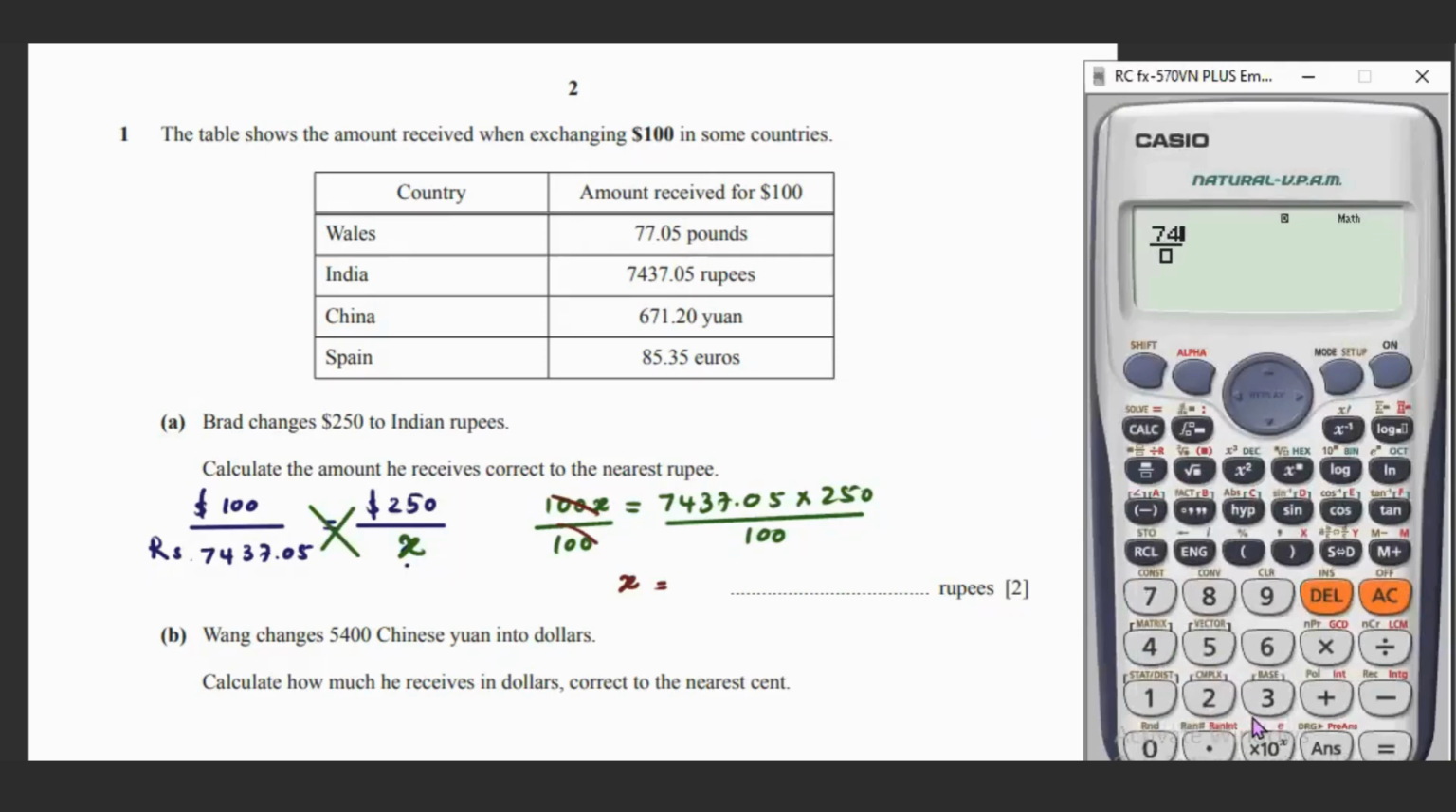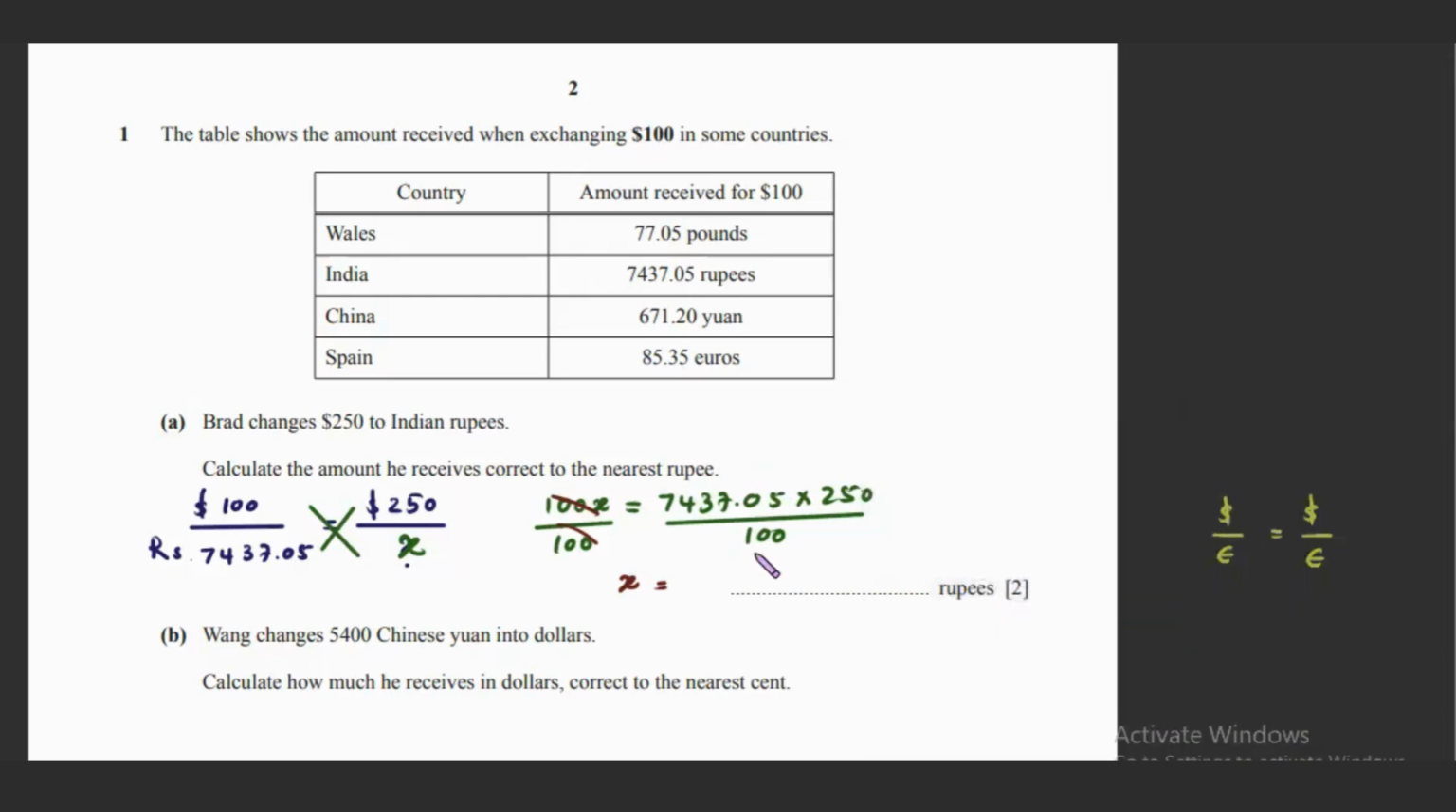So we have 7,437.05 times 250, and I need to divide it by 100. This is what I end up getting. And I need to write it to the nearest rupee, which will be 18,593 rupees. So let me put the answer here: 18,593 rupees. That is what we got. Let's move on to the second question.